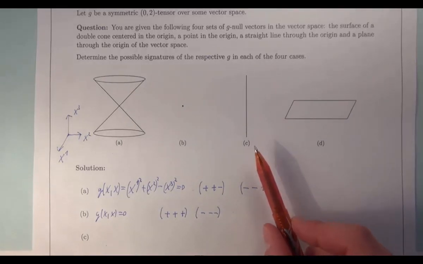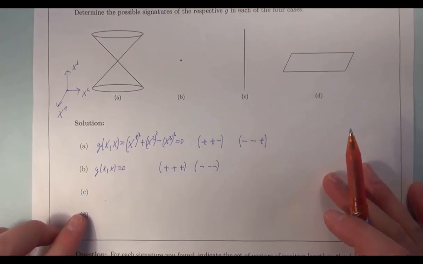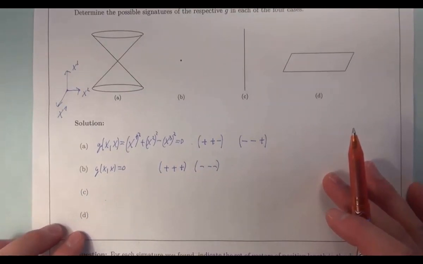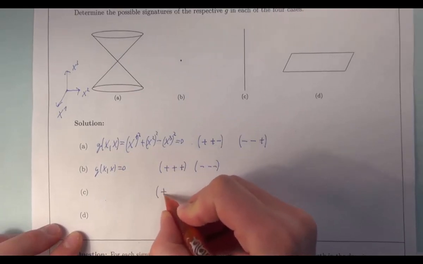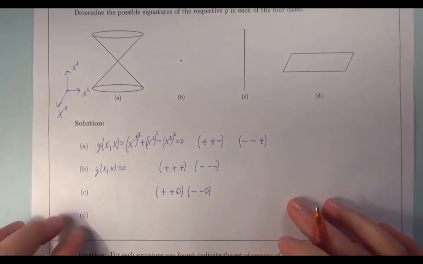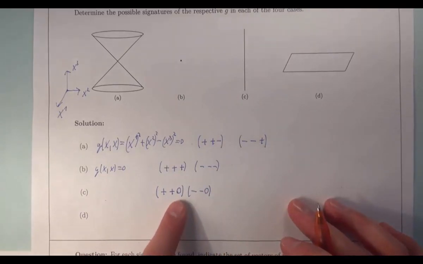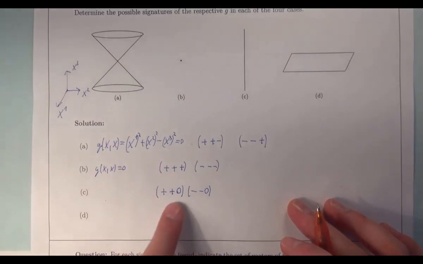Number C. We see here that the straight line through the origin should be the set of all null vectors. That would mean that we need the signature plus plus null or minus minus null. Since we just want to plug in for this x3 everything we want, and it doesn't count, but the other two entries should not be able to add up to 0. This is exactly given by this signature.